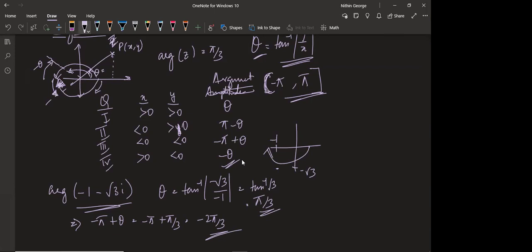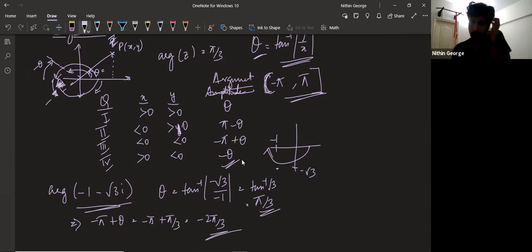So this is like the principal value. Principal value is between minus pi and pi. But if they are asking you for a general solution, what will you write? Minus 2 pi by 3 plus 2n pi, where n is any integer. Did you understand why? You've done it in trigonometry, right? When I add 2n pi, what happens? You're going by 360 degrees. You're reaching that same angle again.